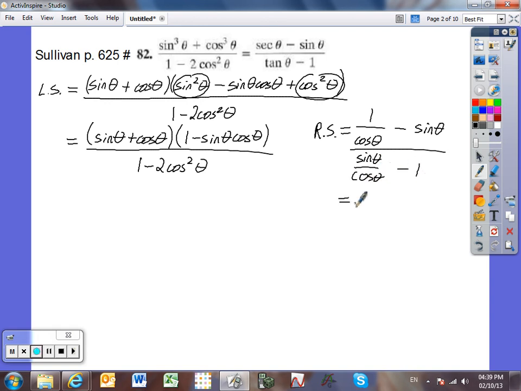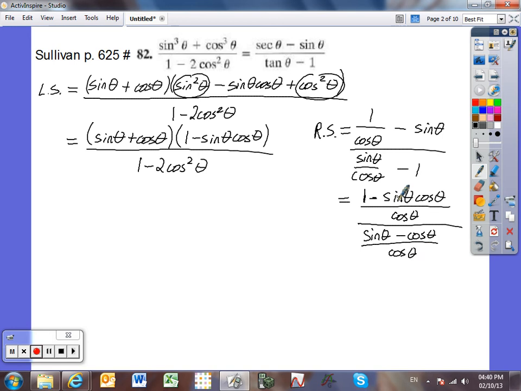And now I'll find a common denominator. So I've got 1 minus sine theta cosine theta all being divided by cosine theta. And in my denominator, I've got sine theta minus cosine theta all being divided by cosine theta. Well, I guess my cosines are going to cancel, aren't they?